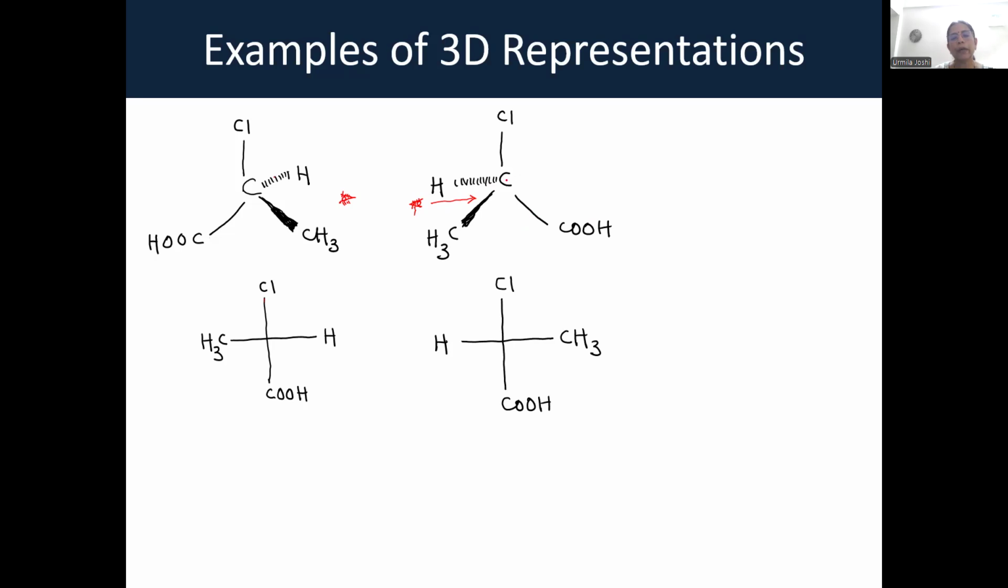So now you are looking like this. If you are looking towards the carbon like this, CH3 is on your right, correct? And H is on your left. So write CH3 on your right and H on your left. Okay. There is another way of converting a Fisher structure to a dotted line wedge structure.